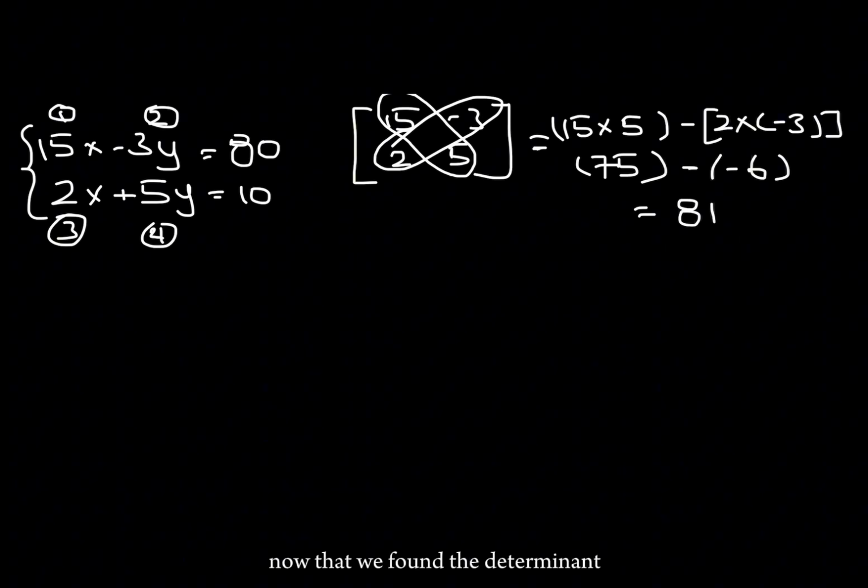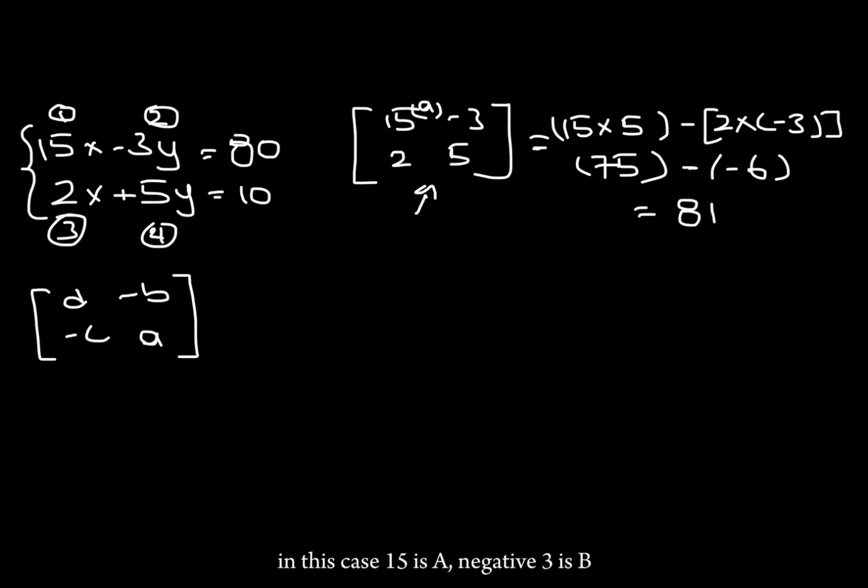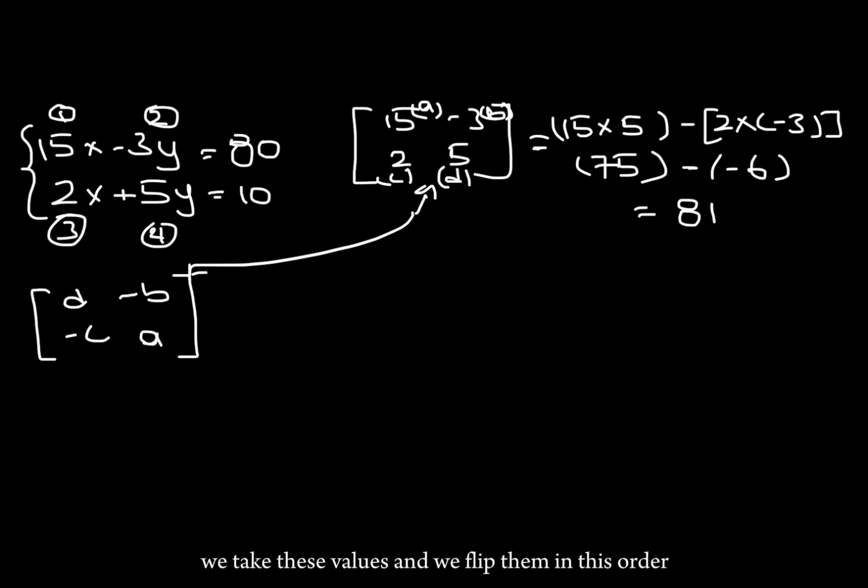Now that we've found the determinant, we have to flip this matrix into the inverse coefficient form. And that is D, negative B, negative C, and A. In this case, 15 is A, negative 3 is B, 2 is C, and 5 is D. We take these values and we flip them in this order, which is simple.